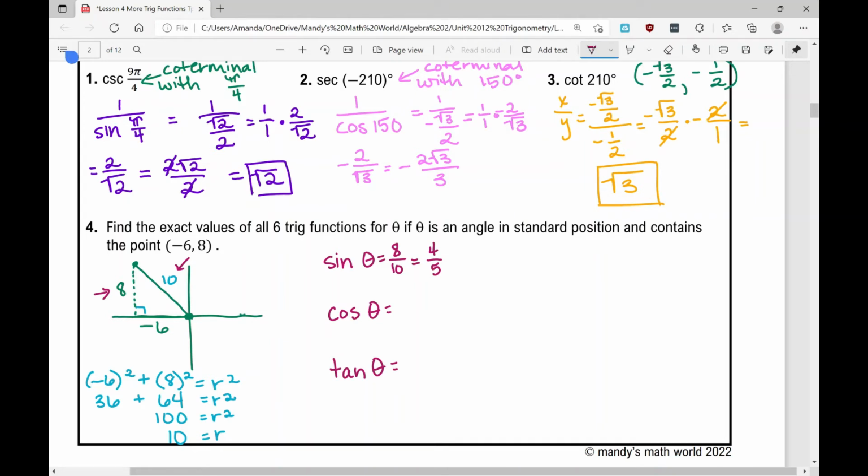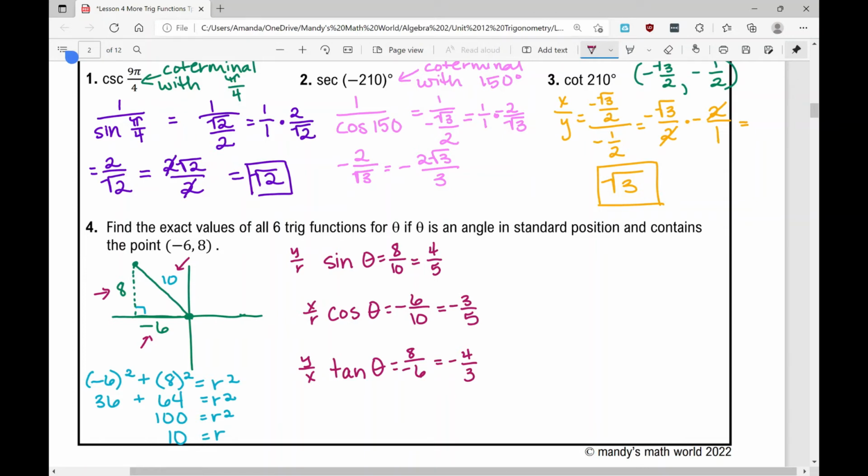The cosine of theta is x over r. That's my trig ratio, right? X over r, which is negative 6 over 10. Negative 6 over 10 simplifies to negative 3 over 5. And then tangent of theta is y over x. And if you need to, you can write y over r, x over r, y over x. Tangent of theta is 8 over negative 6, which simplifies to negative 4 over 3.